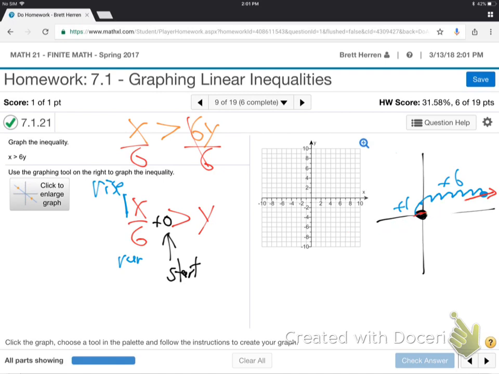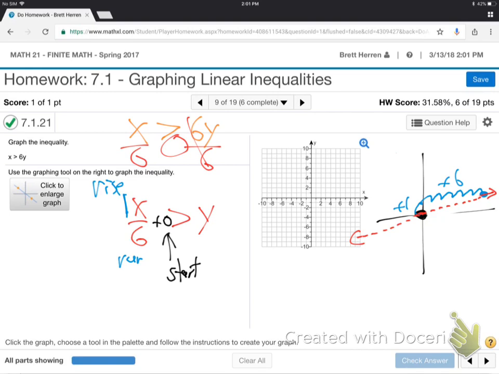Solid line or dotted? Dotted, right? No solid bar, no solid line. Dot that line. It's a dotted line because it's not equal. We don't want the equal. We don't want the line. We just want above or below. Okay. Good so far? Up 1 over 6.